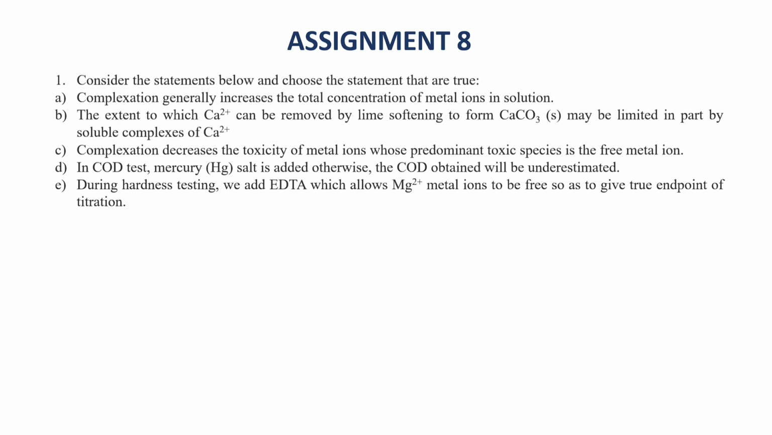The fourth option is, in the COD test, mercury salt is added, otherwise the COD obtained will be underestimated. And the last is, during the hardness test, we add EDTA which allows magnesium metal ions to be free so as to give a true endpoint of titration. So out of these five options, we have to select which of these options are true. So let's see.